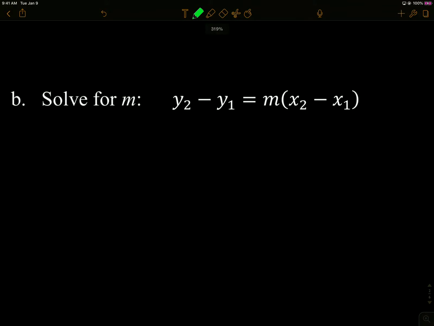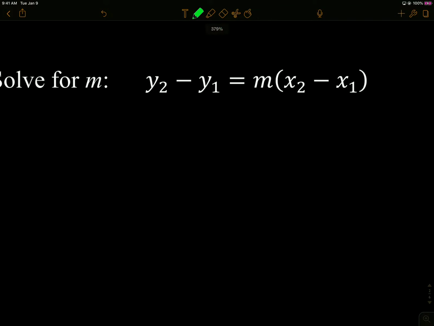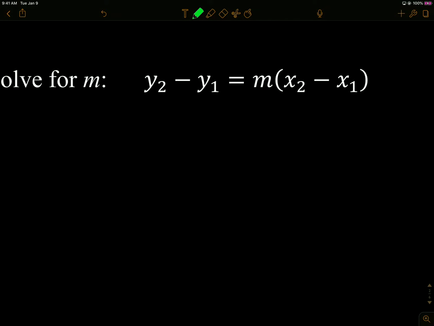Here's another interesting one. Here's where these are all variables. Now, the y sub 2, this 2 does not have any kind of, it's not an operation. It's not like squaring or anything like that. It's just some subscript that's differentiating between this y and this y. So y sub 2 and y sub 1. They want us to solve for m.